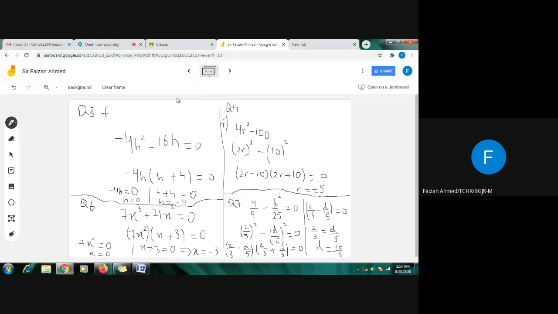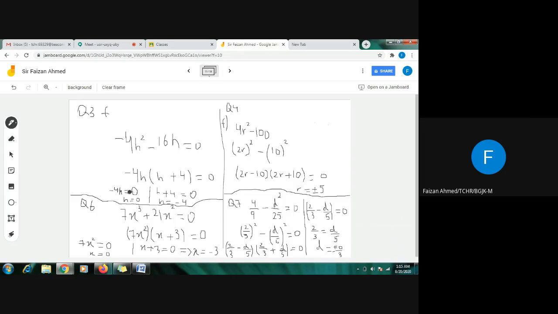Moving on to question number 3 part F. In question number 3 part F, we have minus 4h square minus 16h equals 0. This question is not factorized, so we have to factorize it first before applying the zero property. I can factorize this by taking minus 4h as common. So in the bracket it will be h plus 4. Now that I have factorized this question, and this is equal to 0, I will directly apply the zero property. First I will equate this with 0, and then I will equate this bracket with 0.